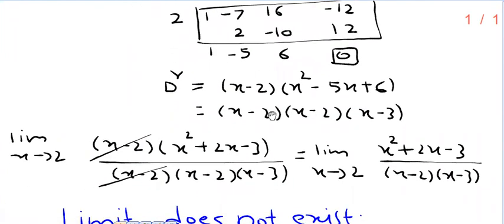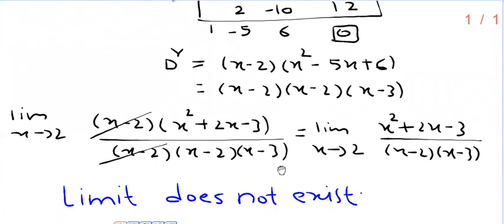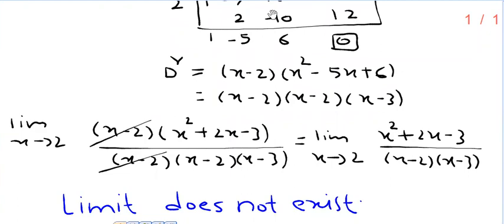Now limit x tends to 2, x minus 2, x square plus 2x minus 3 upon x minus 2 into x minus 2 into x minus 3. Only one x minus 2 gets cancelled to get this. Now the limit of the numerator is nothing but 5. Okay. What about the limit of the denominator? 0. So the final answer or conclusion is this limit does not exist.